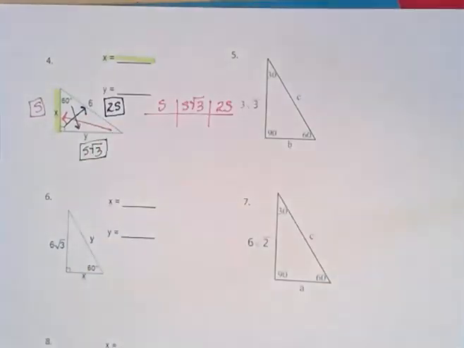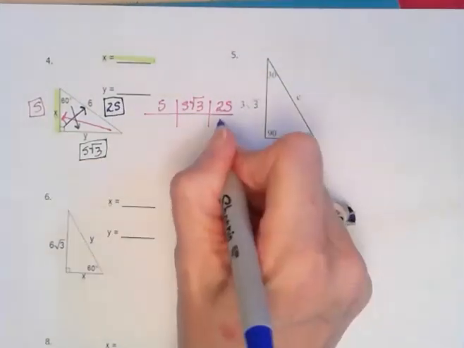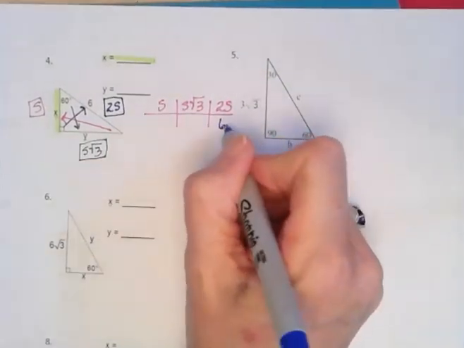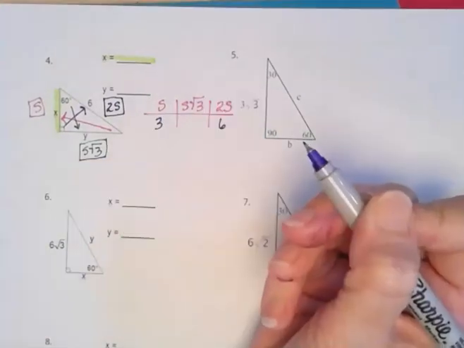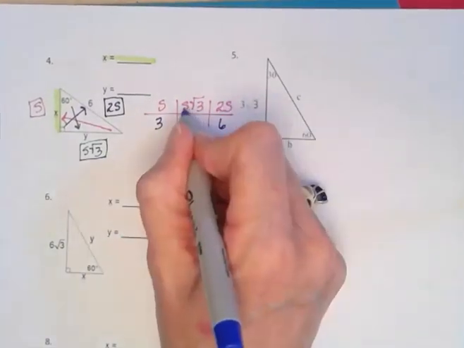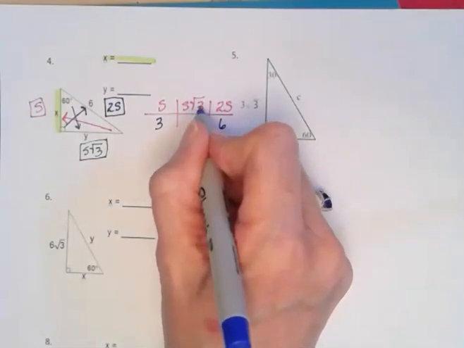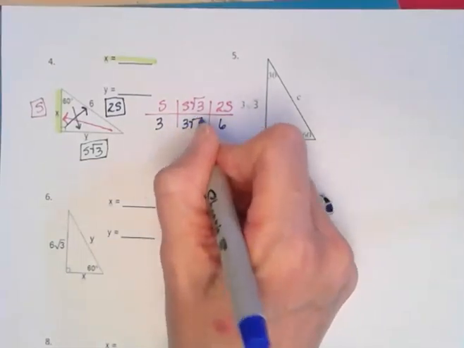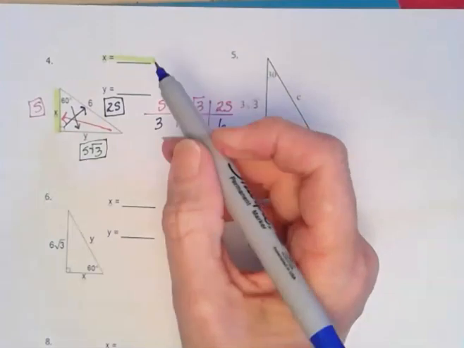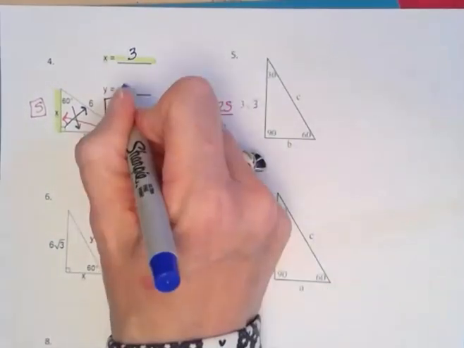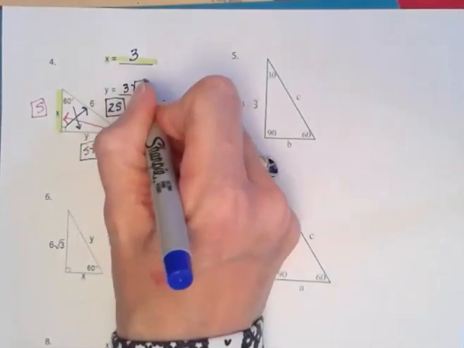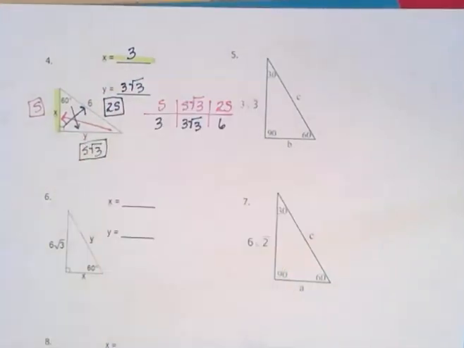We already know that 2S equals 6. Therefore, I could divide 6 by 2 and get S is 3, and I could get my side that is S square root 3 as 3 square root 3. That makes my X equal to 3, and my Y equal to 3 square root 3 to answer those questions.